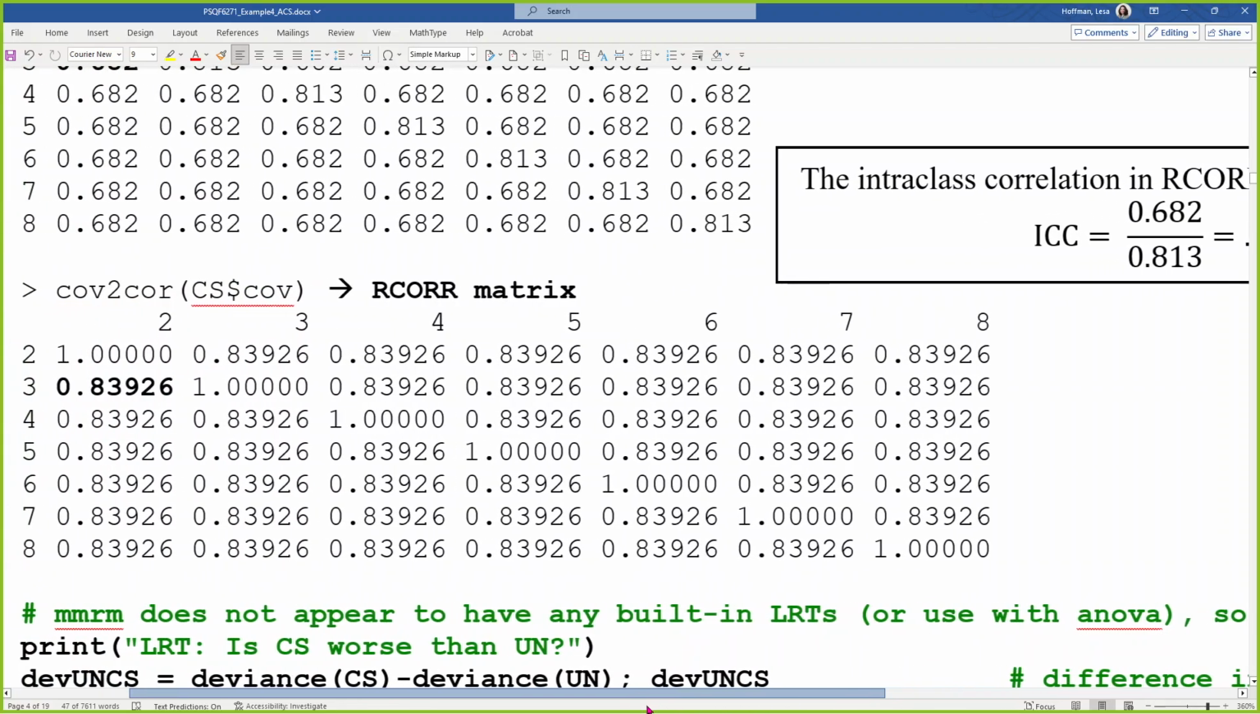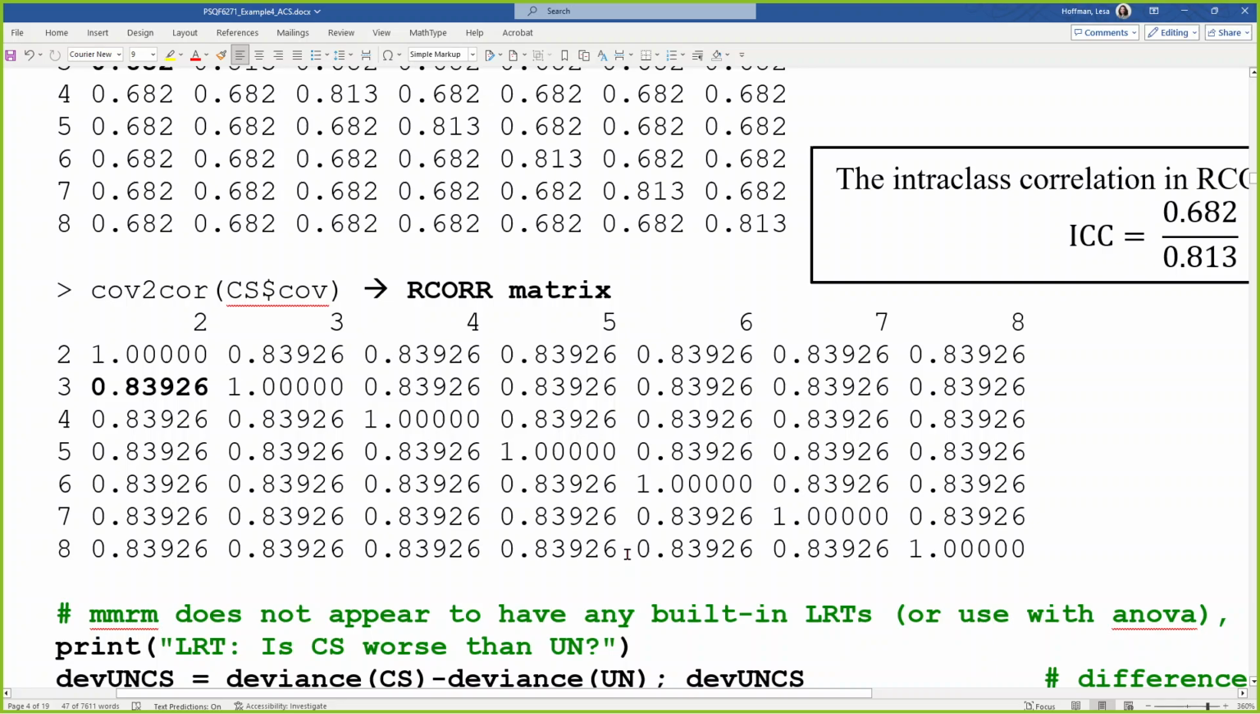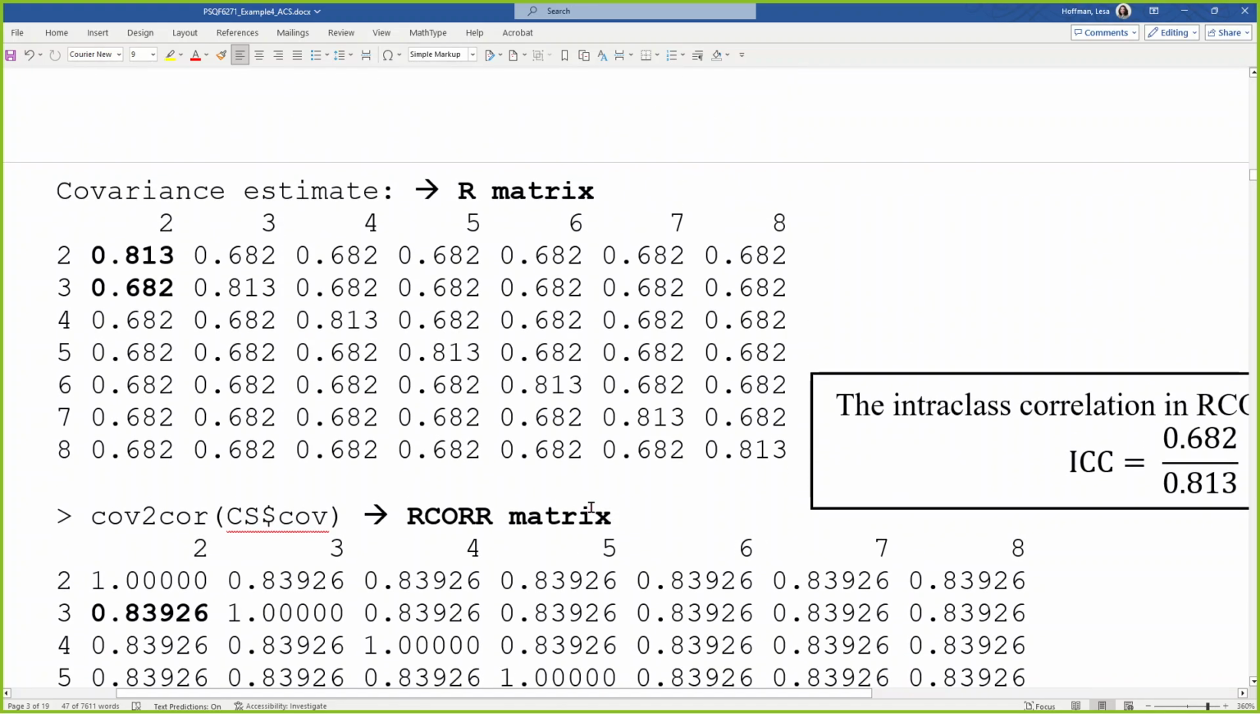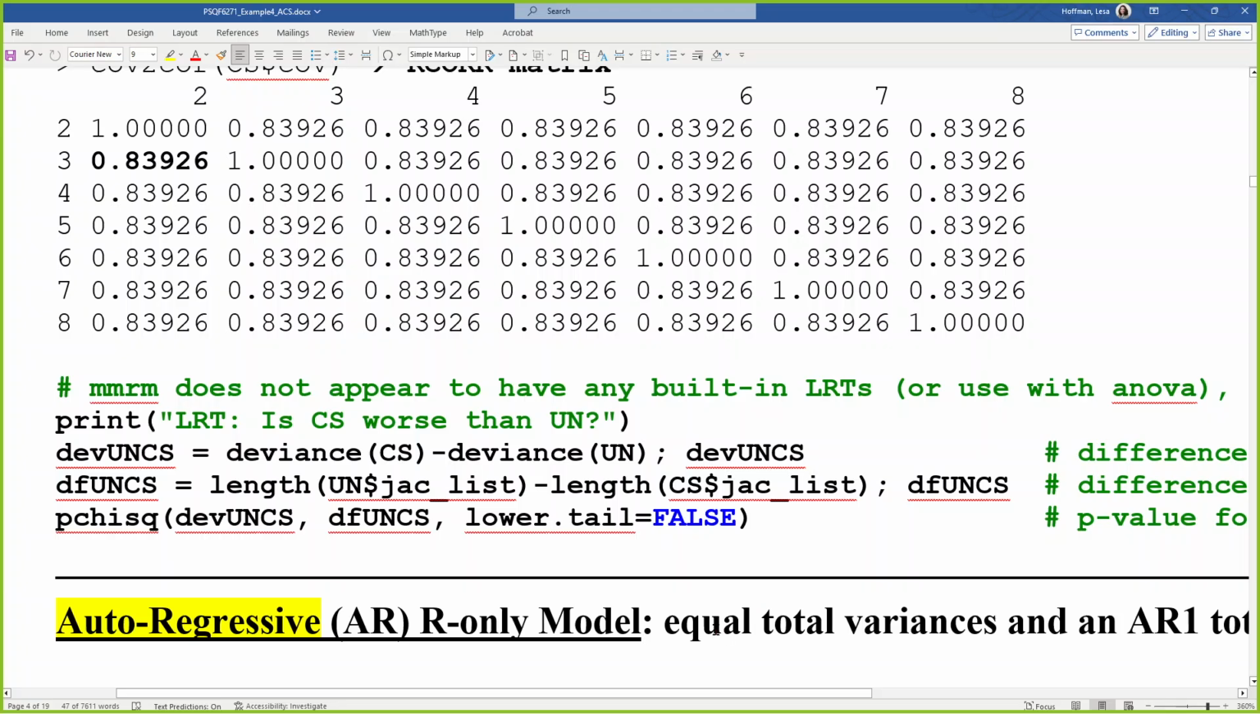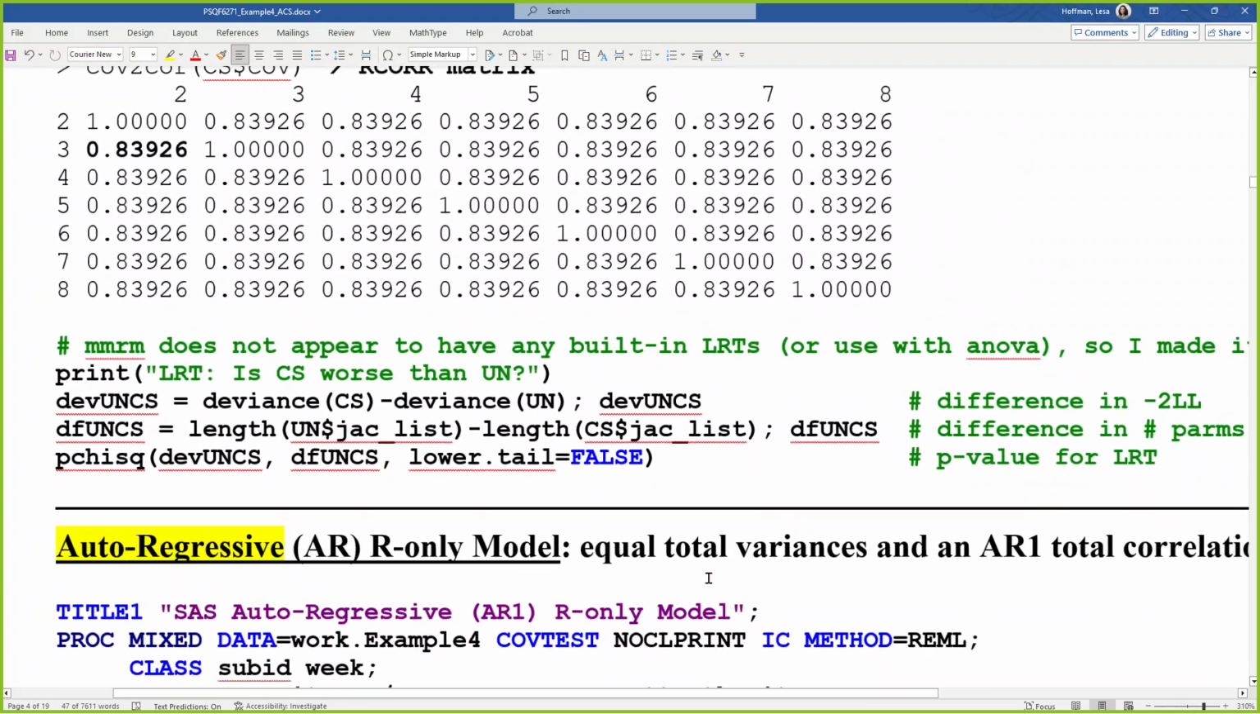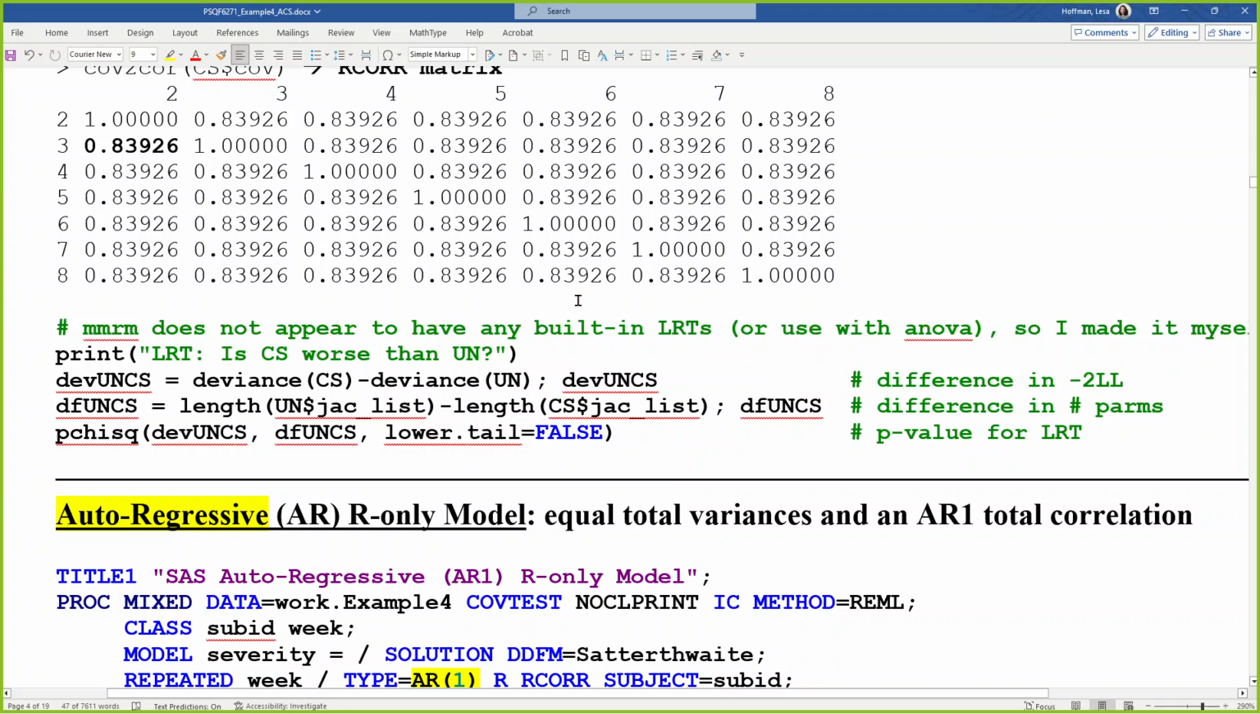Now, is this good enough? Does this match the unstructured matrix sufficiently? How do we know? Log likelihood, AIC, and BIC. Yep, this is a nested model comparison because unstructured had 28 parameters. By putting constraints on them, you get down to the 2 that this one has. So that should be a savings of 26. And this R package does not play nicely with ANOVA or any of the other ways to do likelihood ratio tests automatically. So I did it myself.